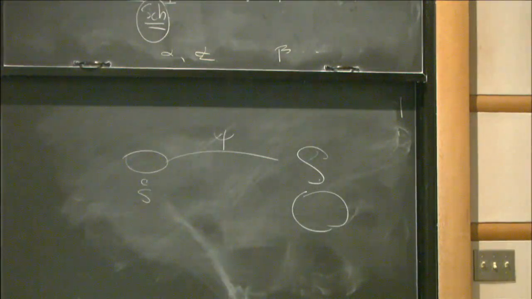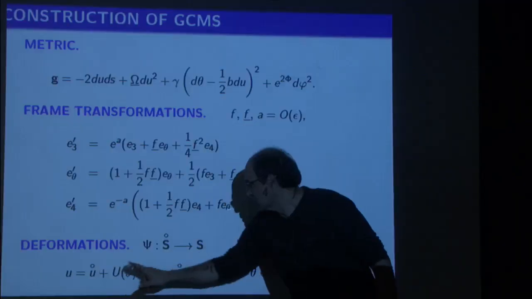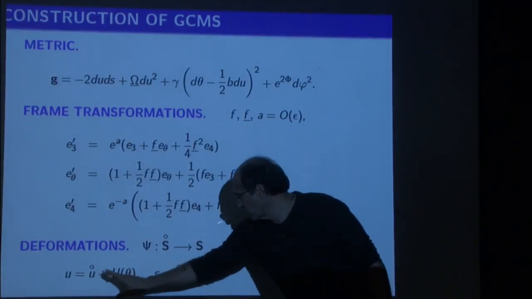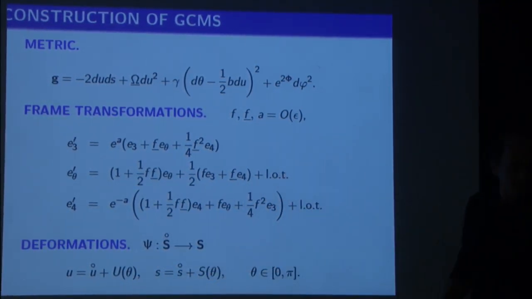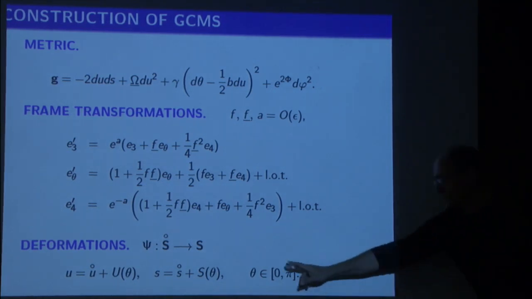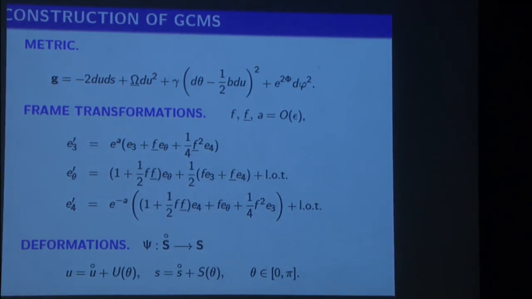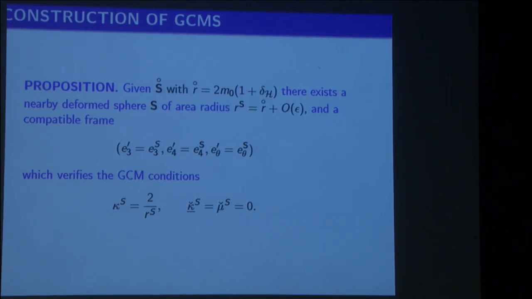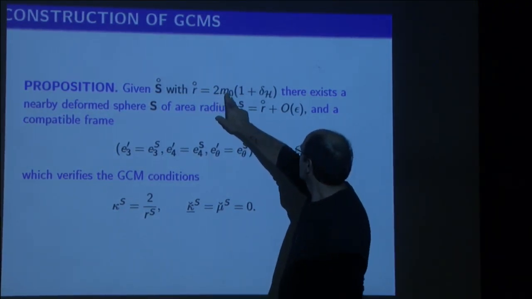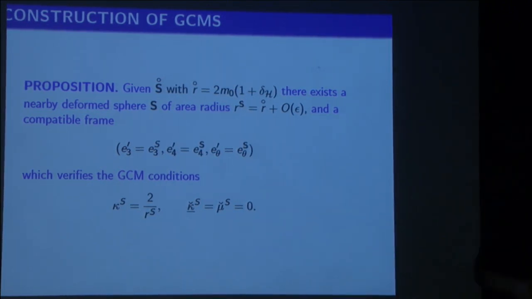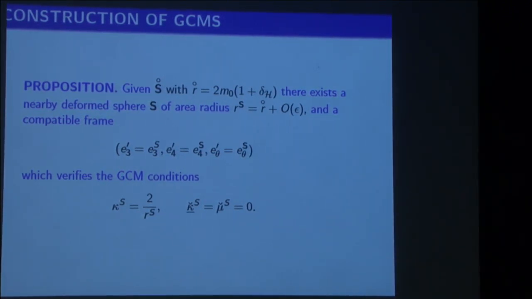And so this is a psi. And the psi in this case, which is this axial symmetric polarized case, has this form. So I can write it as U0. So you see S0 is determined by U0 and S0. And I change it a little bit by U theta and S of theta. Okay? And theta is in 0 pi. So this sort of fixes the axis. And then the proposition is that given S0 with an R0 equal to 2M0 plus 1 plus a delta. So again, you are close to the old horizon if you want.